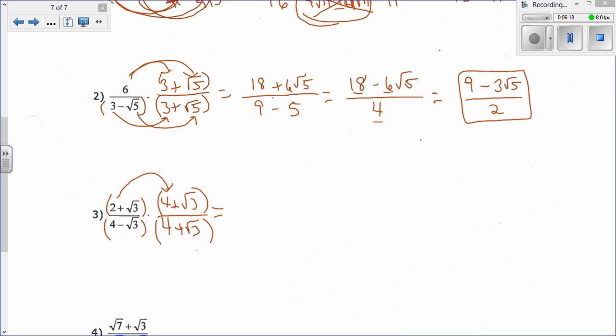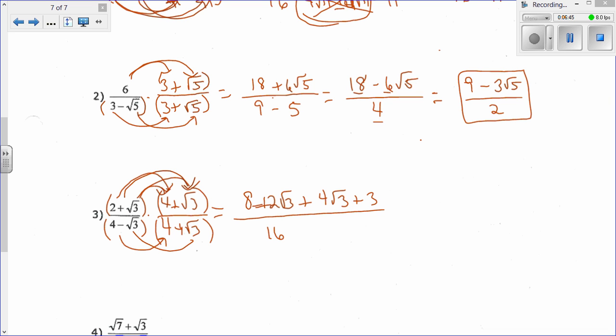2 times 4 is 8. 2 times radical 3 is plus 2 radical 3. And then radical 3 times 4 is plus 4 radical 3. And radical 3 times radical 3 is plus 3. In the denominator, I do not have to FOIL, only in the numerator. 4 times 4 is 16. And then negative radical 3 times radical 3 becomes minus 3.